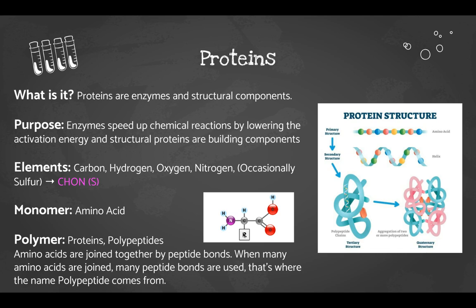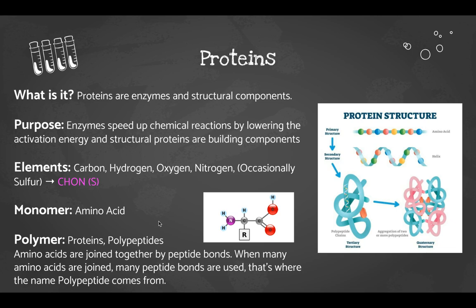But you can see that we have carbons, hydrogens, oxygens, and nitrogens, C-H-O-N, CHON, means protein, okay? We do have polymers of proteins. They're called proteins. We're really creative here. But they're also called polypeptides, many peptides. So what the heck is a peptide?